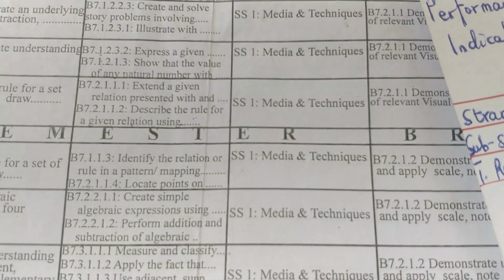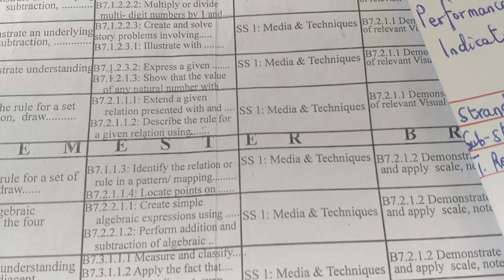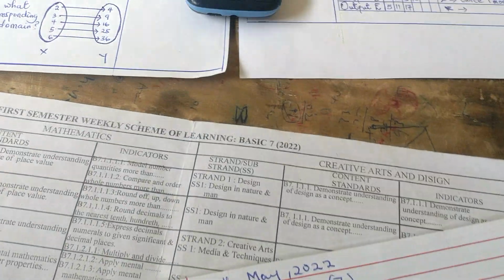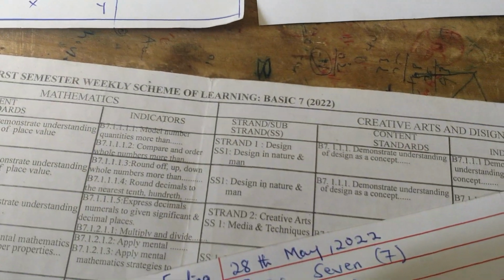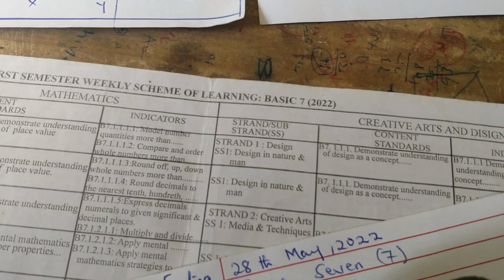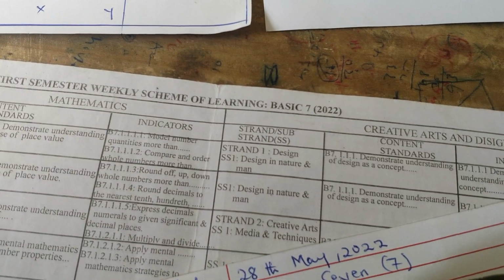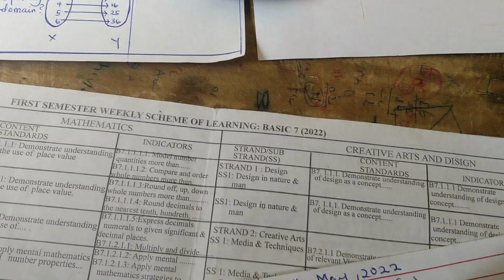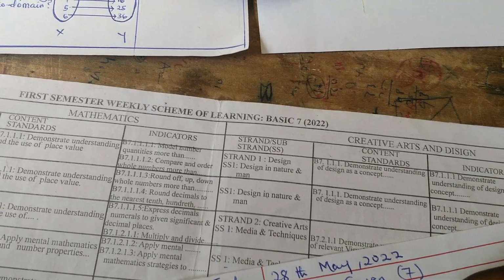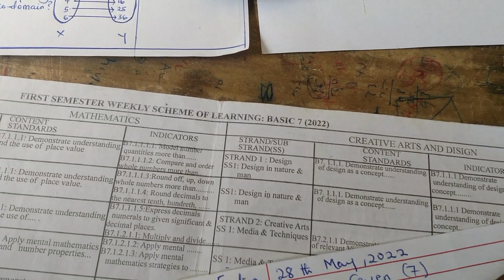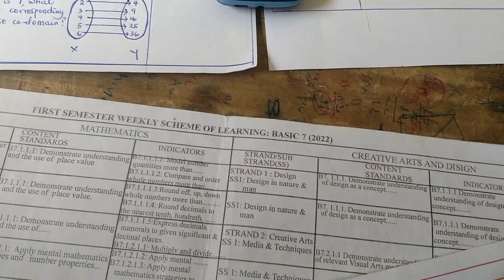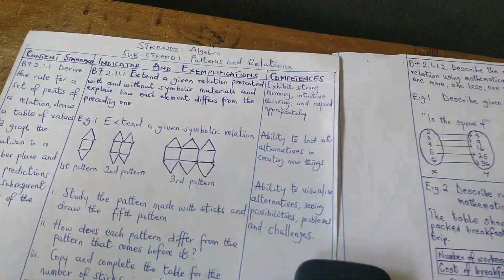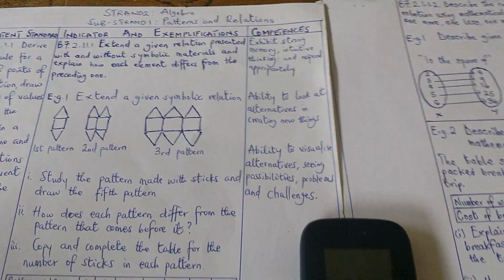And what does it say? It says extend a given relation. So with the learning indicator, we are going to write, learners will, that's what we are coming to teach them. So learners will do what? Learners will extend a given relation. Since you don't have the continuous, you come to the curriculum, then you continue it there.